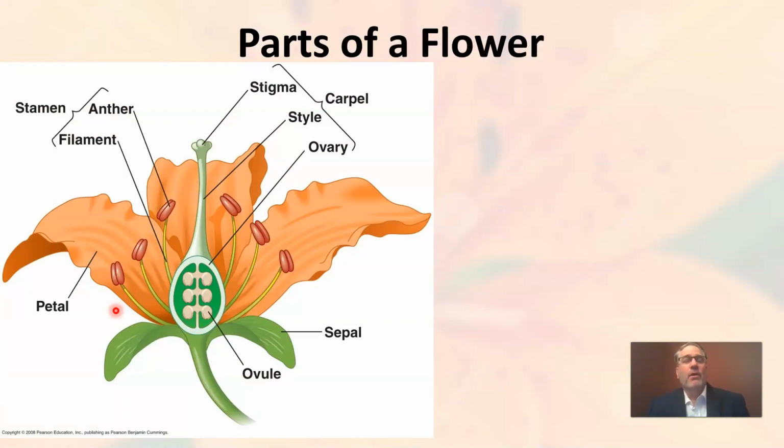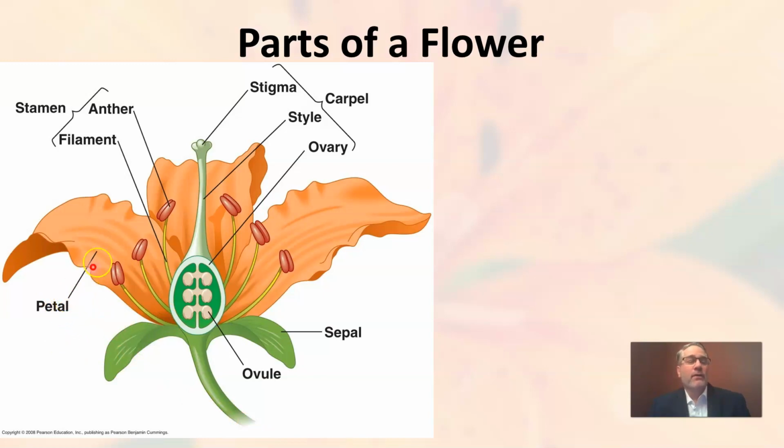So let's take a look at the parts of a flower. This is a pretty typical diagram that is used to look at flowers. And this is a lily flower. Some of you may have some of these in bloom around your home right now. And you can see that the parts on this diagram are already labeled.